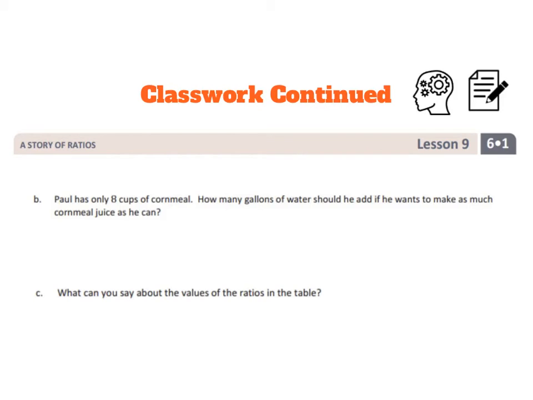Well, I'm going to go back. So 2 to 9, I'm writing it like a ratio. This is the cornmeal side, and this is the gallons of water. It said 8 cups of cornmeal, right? So 2 times 4 gives me 8, and 9 times 4 is going to give me 36.